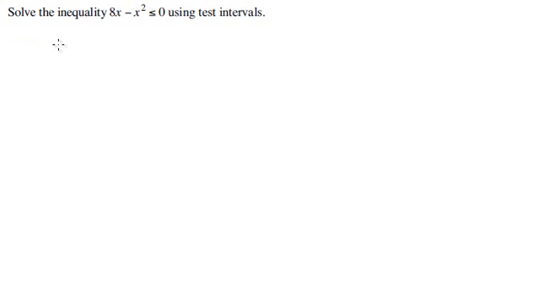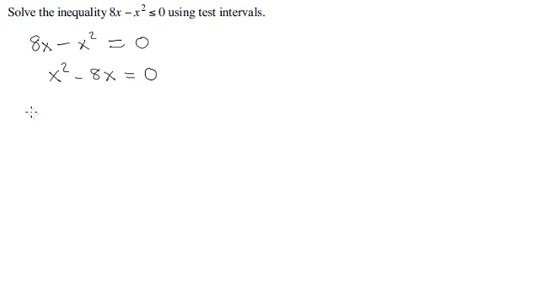The other way to solve inequalities using test intervals starts out kind of like the way you graph inequalities, where you pretend your expression contains an equals instead of whatever inequality it was. So if you had to solve this, what would you do? You might first take everything over to the other side because the negative is annoying, and you would get x squared minus 8x equals 0.